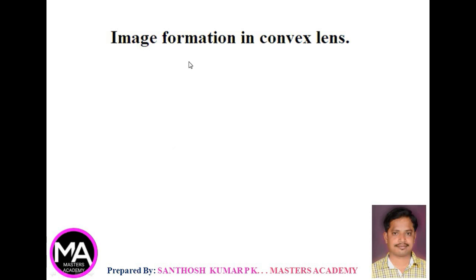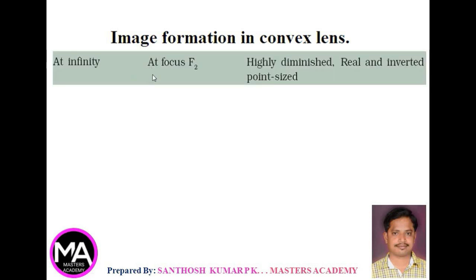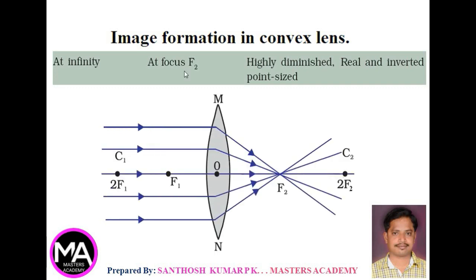Let us discuss the image formation in a convex lens. First case, when the object is at infinity, then the image is formed at focus F2. Let us consider an object at infinity. These are the rays coming from the infinite object. Since we know that the rays coming from an infinite object are parallel rays, after refraction from the lens, they will meet at the point F2. Therefore, here a real and inverted image is formed, and the size of the image is highly diminished, a point-sized image.